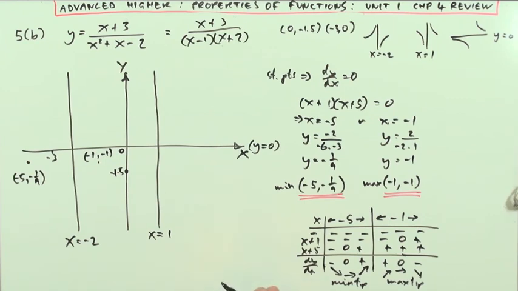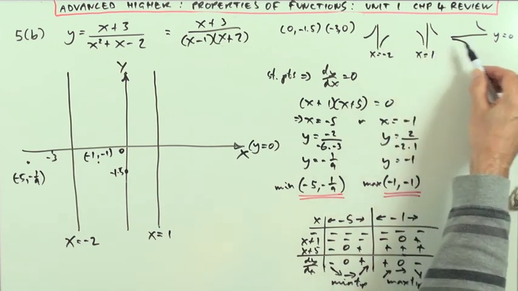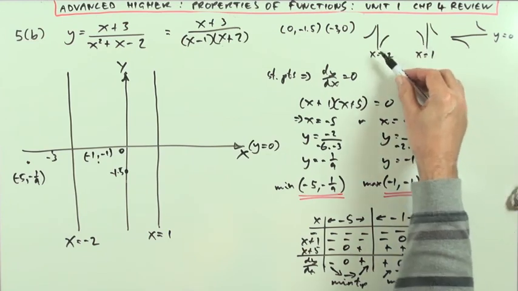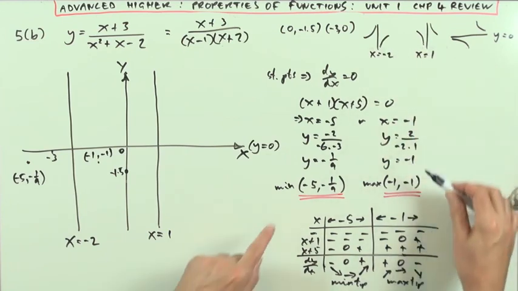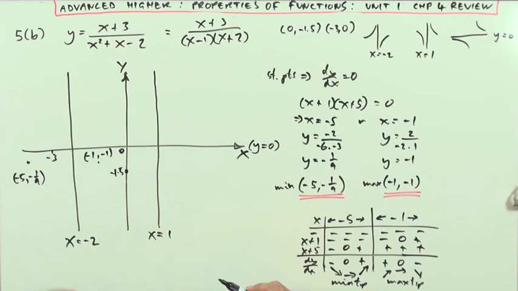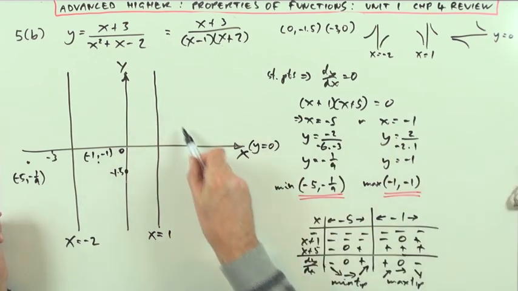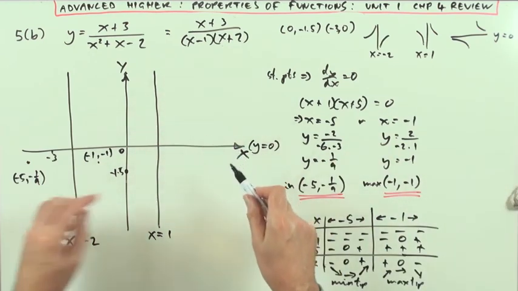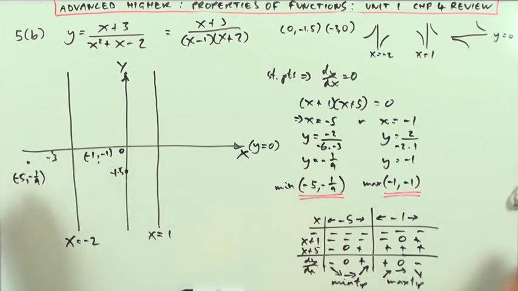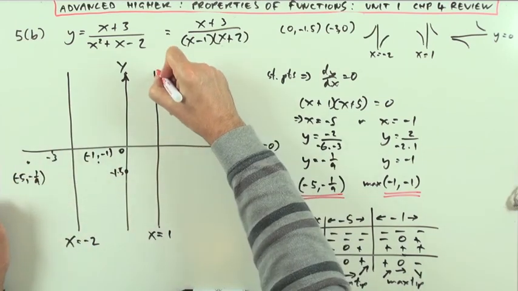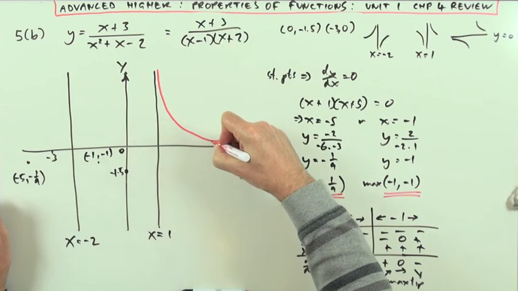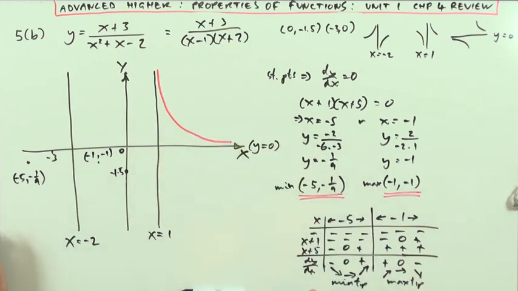And it's just a case of snaking it all in between, making sure it obeys all of these features, the way it approaches the asymptotes and the nature of the turning points. So what does that say? It should be heading off this way. From 1 it should be dropping down. There's nothing else happening there. So this should be just dropping down from here and becoming an asymptote to the x-axis. That's that part of it.